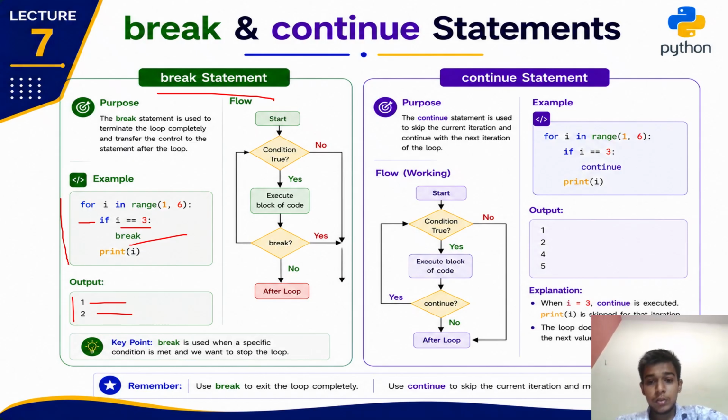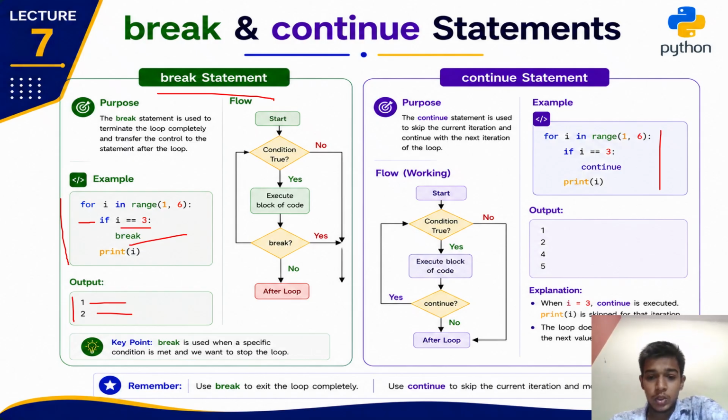Now, let's understand the continue statement. Unlike break, the continue statement does not stop the loop. Instead, it skips only the current iteration and continues with the next one. Now, look at this program. For i in range(1, 6): if i == 3: continue; print(i).